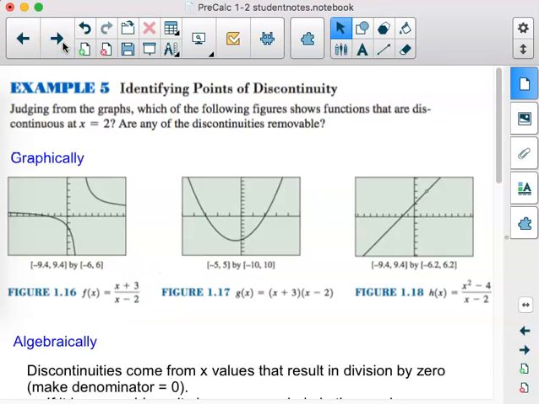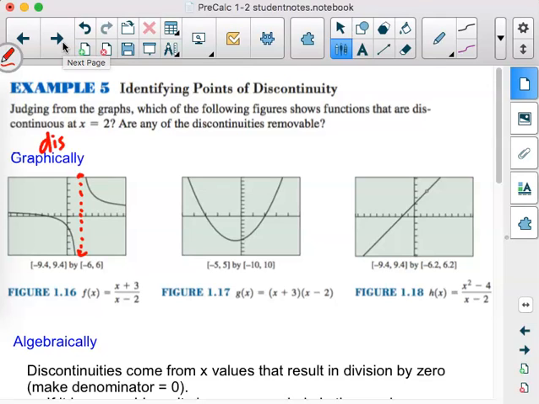Example 5. We're going to identify points of discontinuity. And it says, judging from the graphs, which of the following figures shows functions that are discontinuous at x equals 2? Are any of the discontinuities removable? Well, first, let's check out x equals 2. Let's see what's going on. X equals 2 is right here. Oh, yep. So, which are discontinuous? Well, this is one of them. So this is discontinuous.